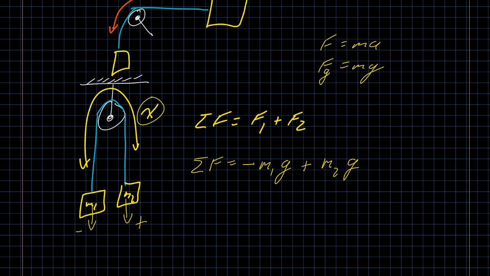This type of a mechanism is called an Atwood's machine. And it's a nice way of being able to deal with balancing forces without having to try to find a way of setting up a larger mechanism.